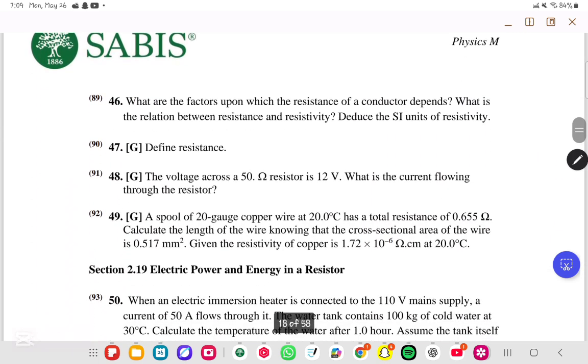We move on to question number 46. What are the factors upon which the resistance of a conductor depends? What is the relation between the resistance and the resistivity? And the SI unit of resistivity? So resistance depends on what? It depends on the resistivity. It depends on length.